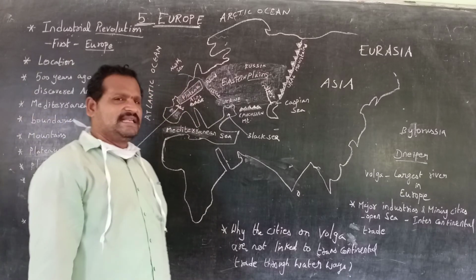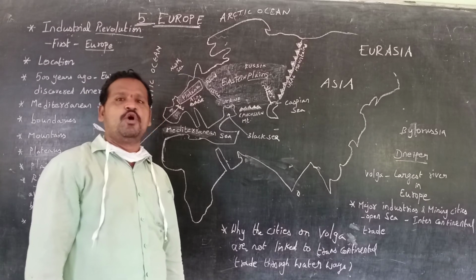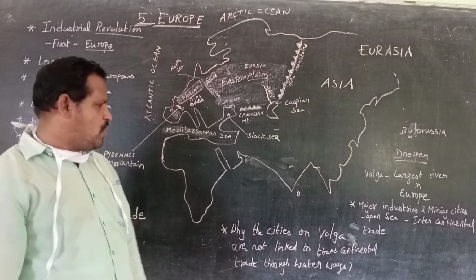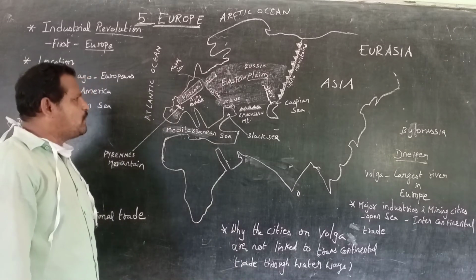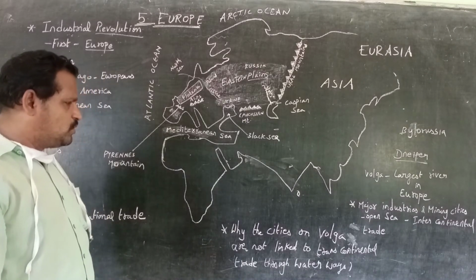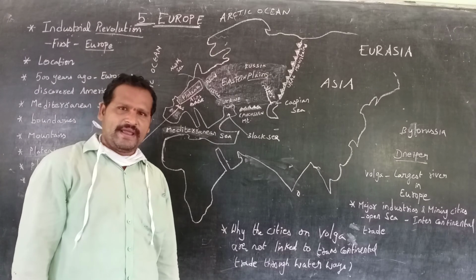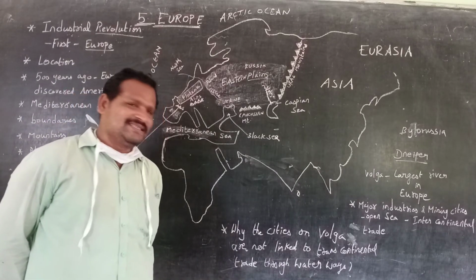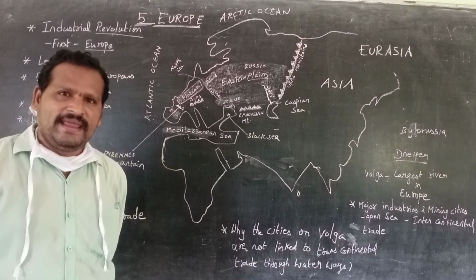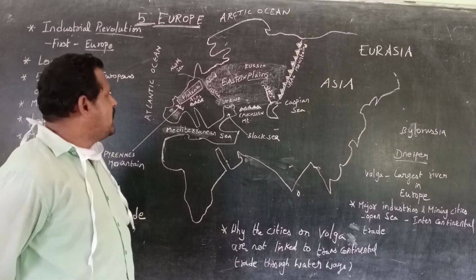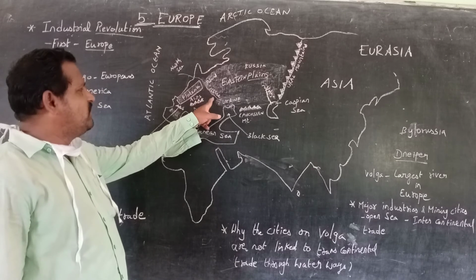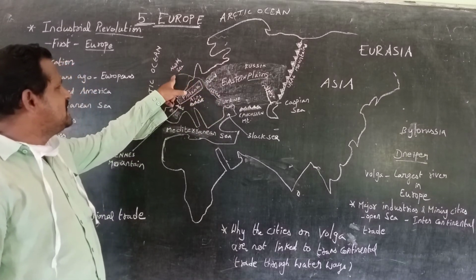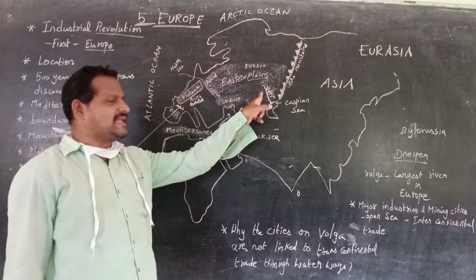There are major industries and mining cities along the Rhine. Why are the cities on the Volga not linked to transcontinental trade through waterways? Because it is not like the Rhine River. The Rhine River starts at the Alps mountain, then it emerges in the sea. Whereas the Volga River is not like that.